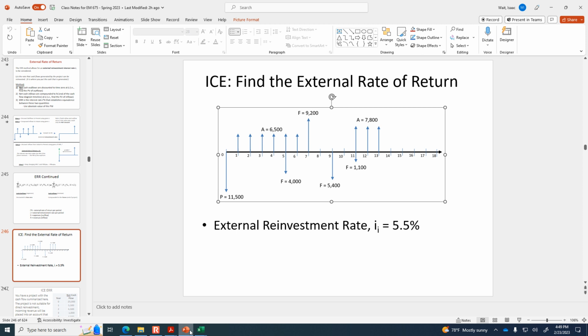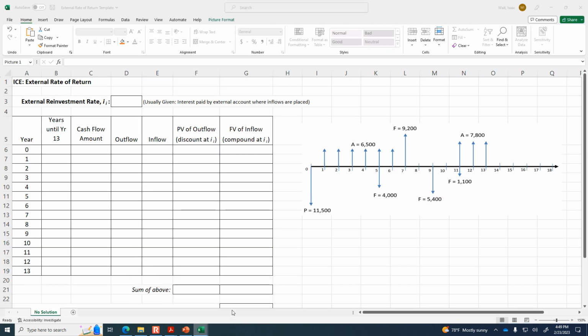All right, so the external reinvestment rate is 5.5%. Okay, so here, 0.055 is our external reinvestment rate. That is, when we get in year 1, for example, this revenue of $6,500, we're putting it into an account that makes 5.5%. That's the best we can do.